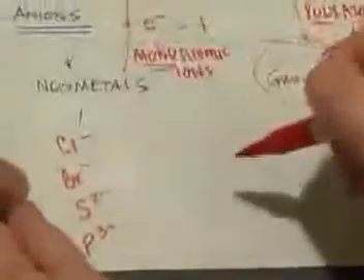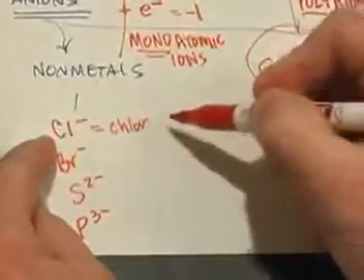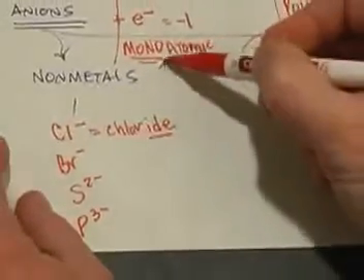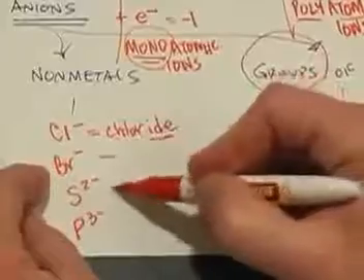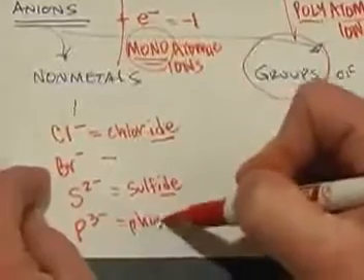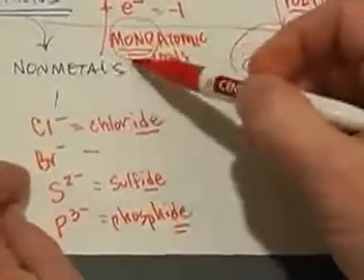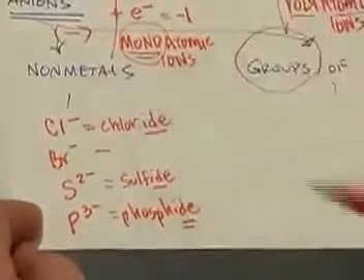Now, to name these anions, we take the name of the element, chlorine, and add the ending -ide to it if it is a monatomic ion. So this would be chloride, this one would be called bromide, this one sulfide, and this one phosphide. It has the -ide ending when it is a single element that's a negative ion. Remember, anions are negative. So nonmetals that form negative ions, which all nonmetals do in ionic compounds, we add the -ide ending to them.